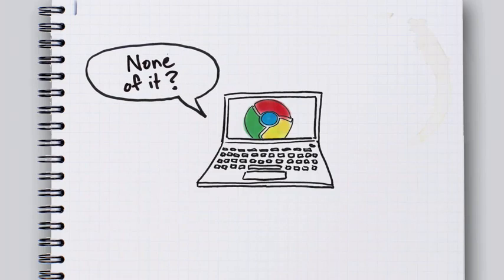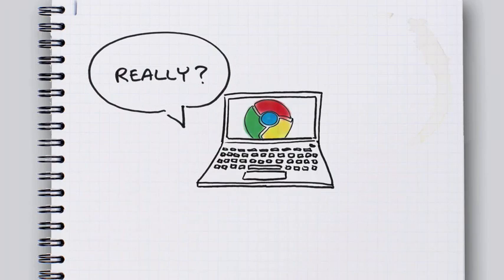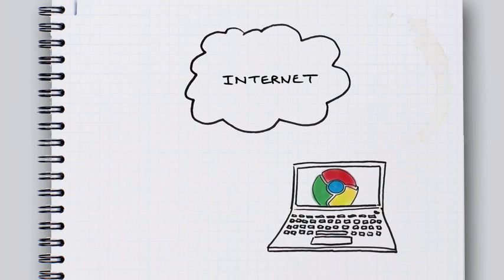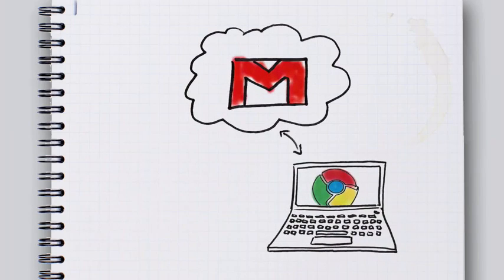What? None of it, you ask? Yeah, none of it. Really nothing? Yeah, nothing is stored on your computer. Well, where is it? It's on the internet. You know, like when you access your emails from your computer and your phone. The email isn't stored on either device.